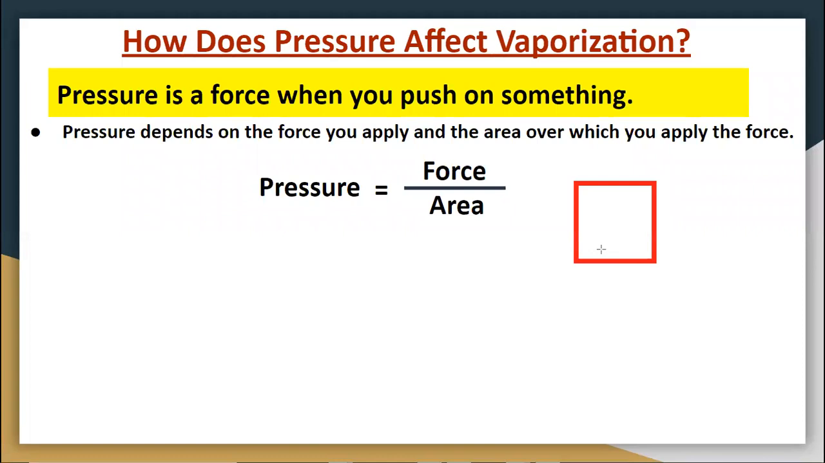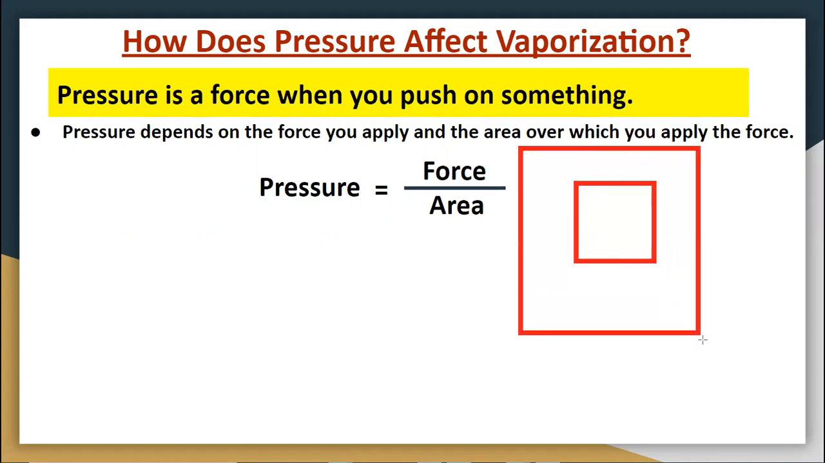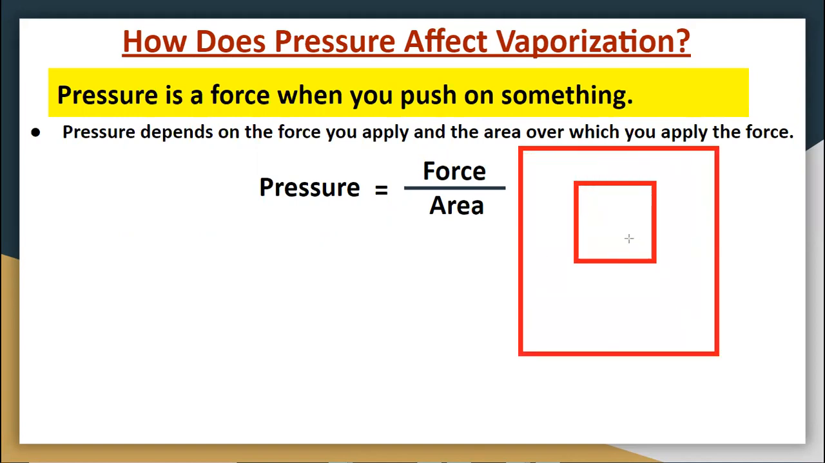So pressure is going to be the amount of force you're applying to a certain area. So if you're applying the same force to two different areas, let's say, if you're applying the force to this smaller area, the pressure is going to be greater than if you're extending the force over this larger area. Then your pressure is going to be less because you have a bigger area. So that's what the formula is kind of showing you there.